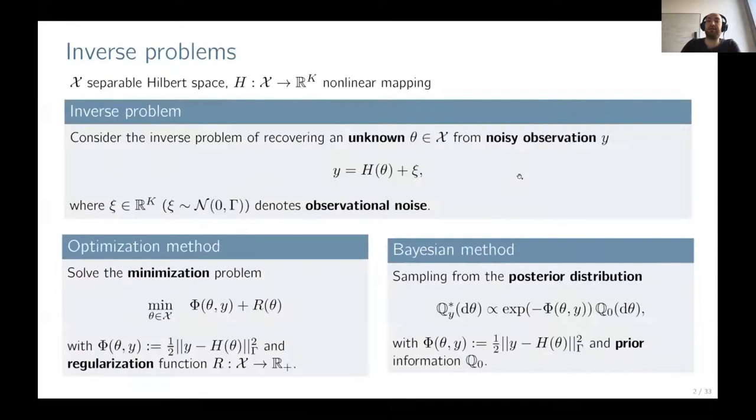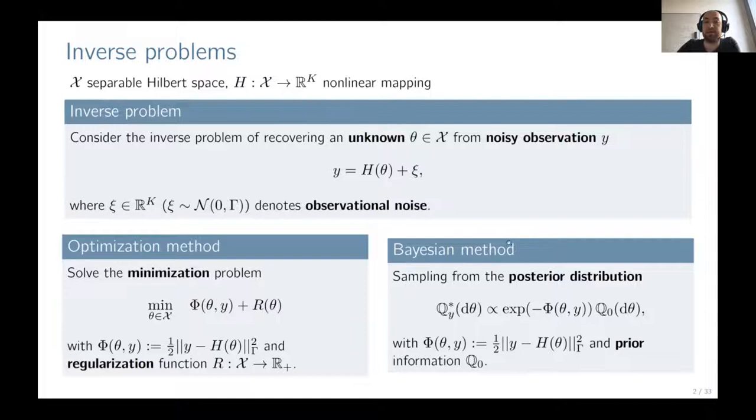Okay, let's start with notation on inverse problems. So consider some Hilbert space as parameter space and a possibly nonlinear map H. We are interested in recovering some unknown theta, which is observed indirectly through our forward model H, and we add some additive Gaussian noise. There are two typically used approaches to solve these inverse problems. On the one side, we can consider optimization methods, which means that we solve an optimization problem which, on the one side, fits the data, in simplified form just the least squares data misfit, and we add some regularization to make the whole problem well posed.